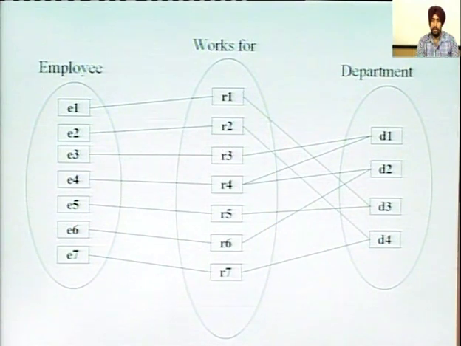That is, the employee works in department. Maybe employee E1 works in department D3, and employee E2 works in department D4, and again employee E3 works in department D1. Then employee E4 works in department D1 and D2. This is the mapping cardinality and relationship among the entities.